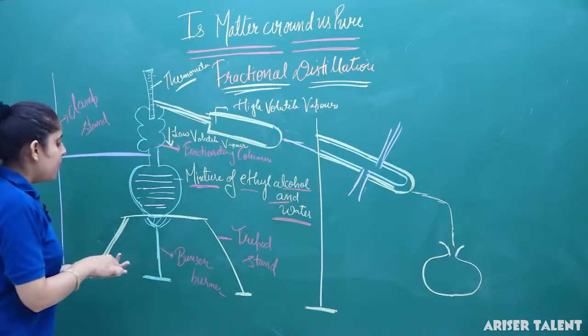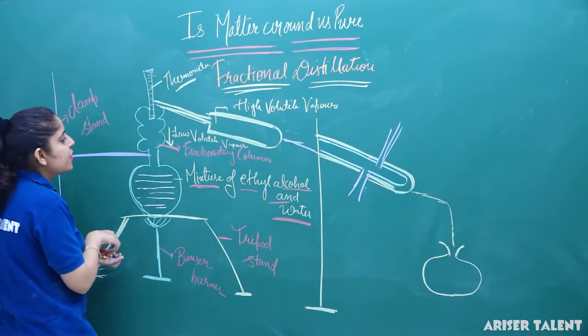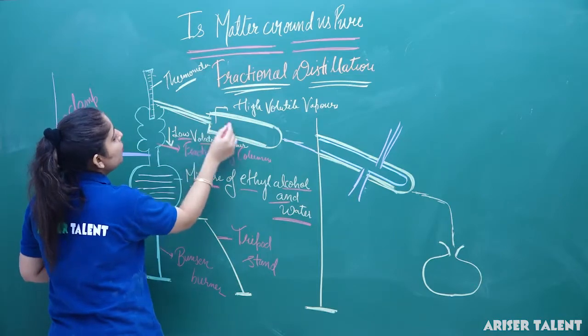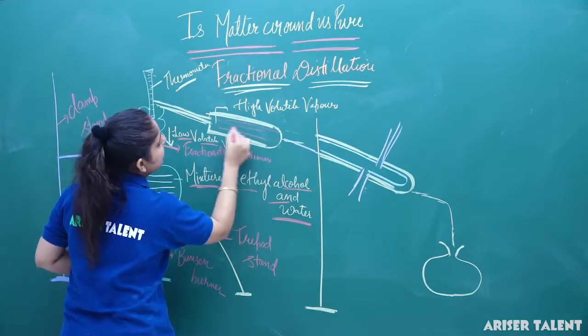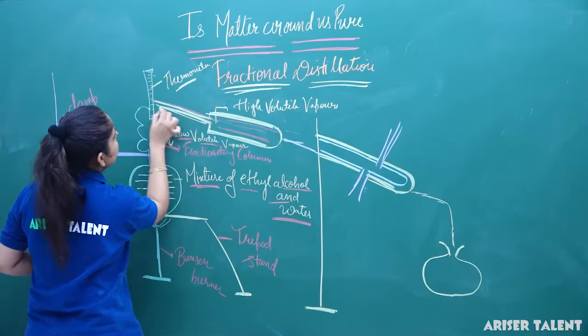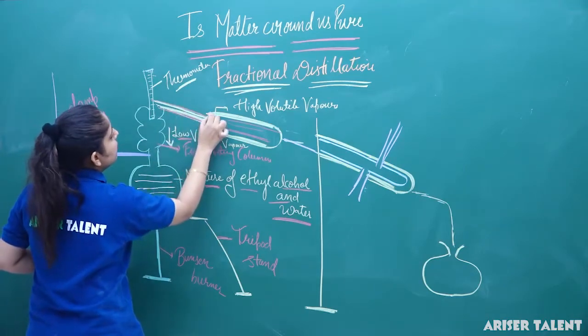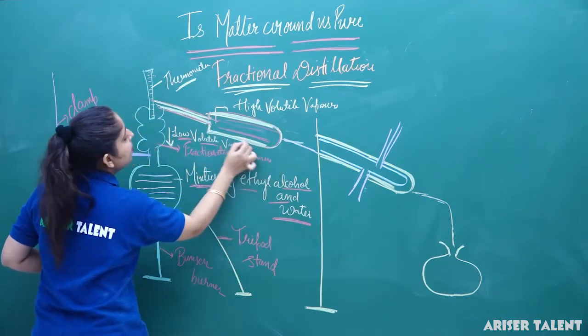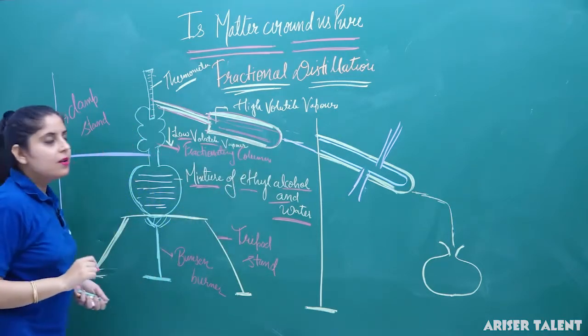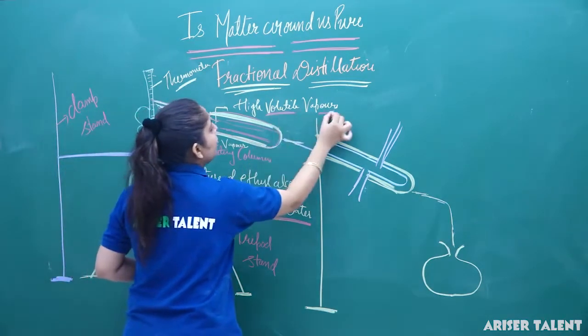So, low volatile vapor is going to be collected in this section, you can see here, and high volatile vapor is going to be collected in this. As it consists of a thermometer, it will measure the temperature, and the vapor is going to be collected here. So, it will consist of the high volatile vapor.